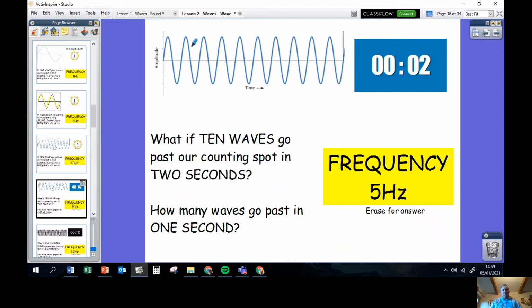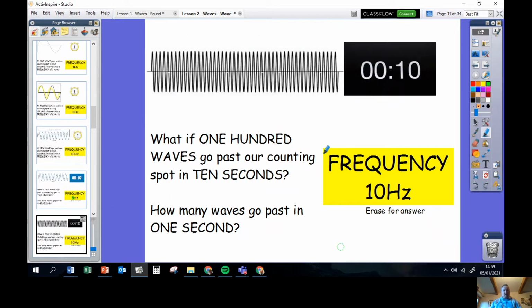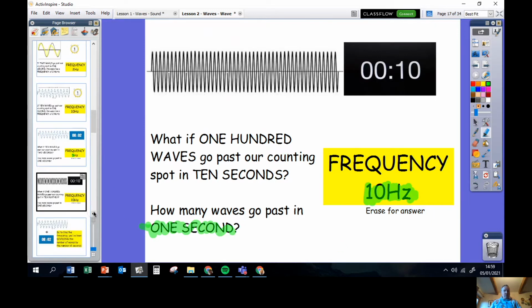But what if 10 waves go past in 2 seconds? How many waves are there every second? Well, 10 waves in 2 seconds means that every 1 second there are 5 waves going past. So I would say that that wave has a frequency of 5 hertz, 5 waves every second. If there were 100 waves going past in 10 seconds, how many waves go past in 1 second? Well, 100 waves in 10 seconds means there's 10 waves per second. So that wave has a frequency of 10 hertz.